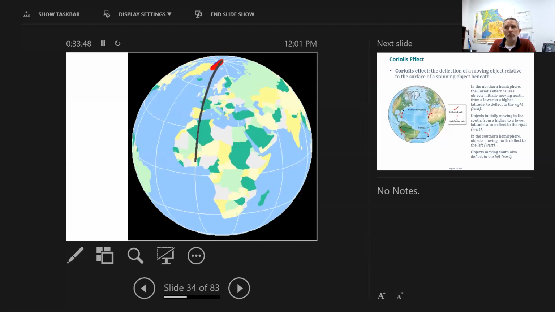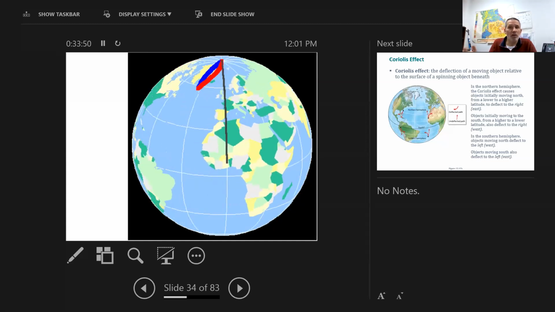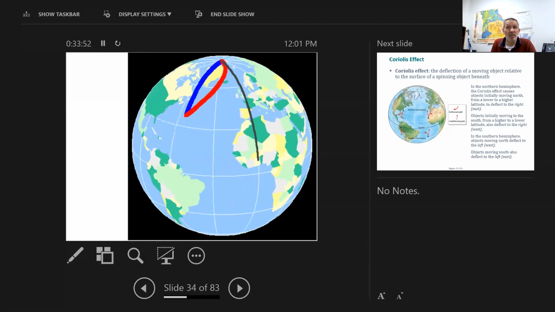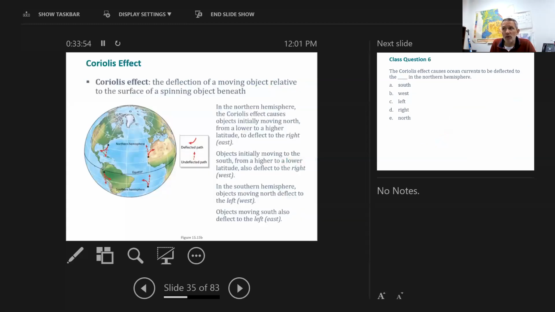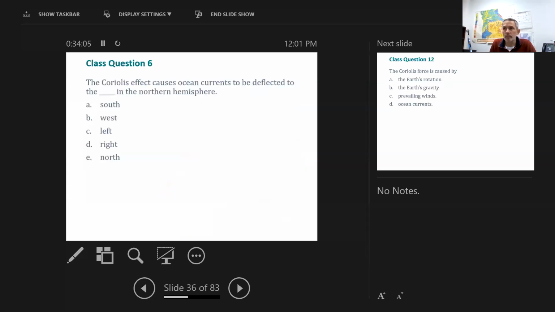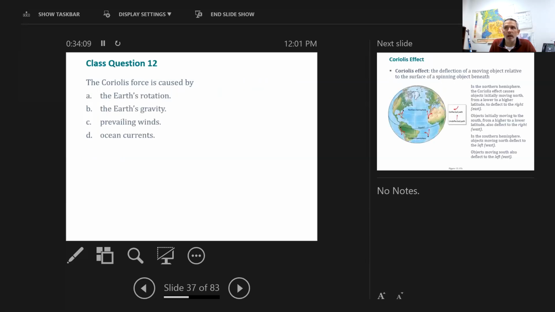And so both of which are caused by the fact that the Earth is spinning and the Earth is a sphere. And so collectively, we call this the Coriolis effect. Again, in the Southern Hemisphere, it's going to be the exact opposite. Things are going to be deflected to the left. And so in the Northern Hemisphere, it's to the right. And so this is caused by the fact that the Earth is spinning, the Earth's rotation.